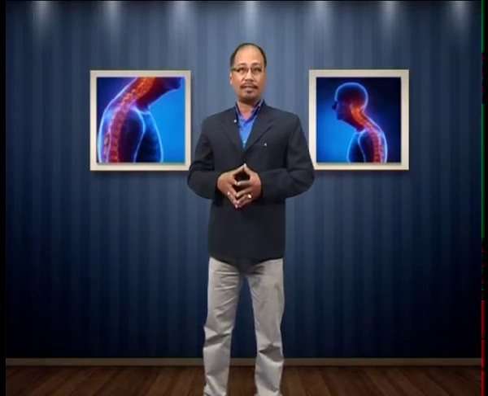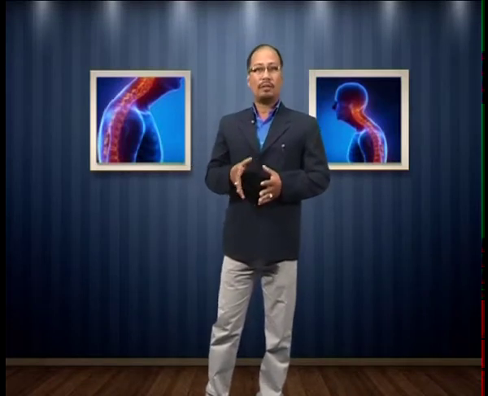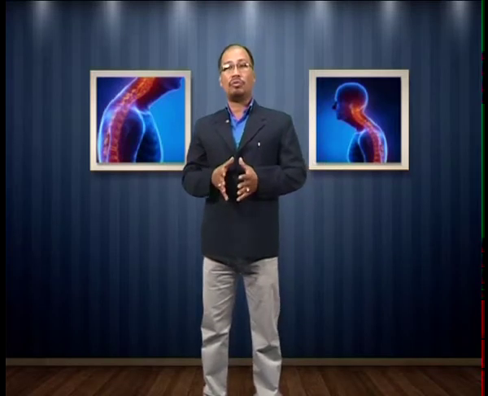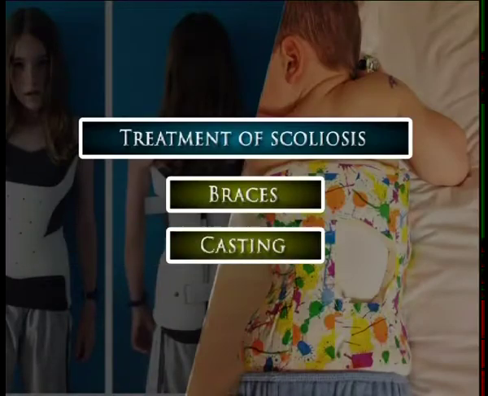Braces are usually worn all the time, even at night. The more hours per day the patient wears the brace, the more effective it tends to be. When the bones stop growing, braces are no longer used. And the second one is casting.